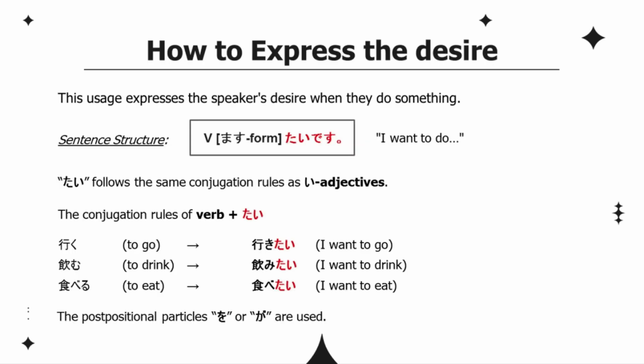6. How to express the desire. This usage expresses the speaker's desire when they do something. Formation: the polite form uses desu. The simple form sentence pattern is V masu form tai. V masu form tai desu. I want to do. Tai follows the same conjugation as I adjectives. The conjugation rules of verb plus tai.